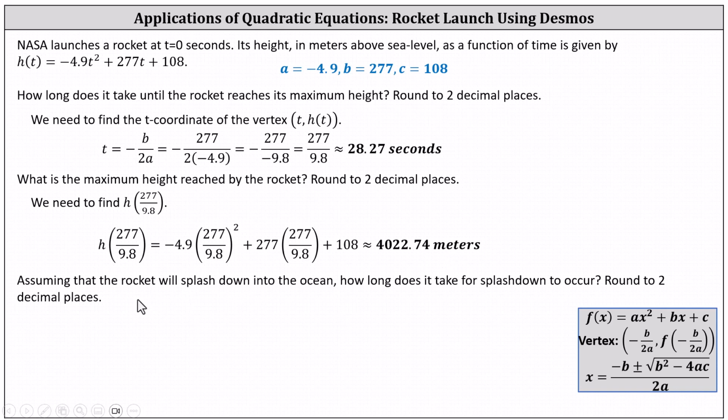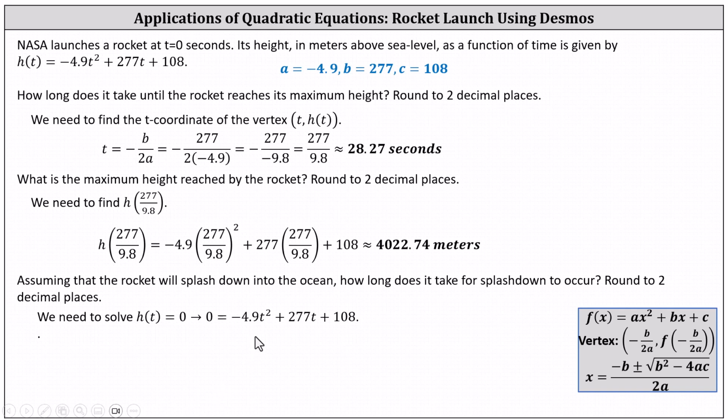And then finally, assuming the rocket will splash down into the ocean, how long will it take for the splash to occur? To answer this question, we set h of t, the height, equal to 0, and then solve the resulting equation. Replacing h of t with 0, we have the equation 0 equals negative 4.9 t squared plus 277 t plus 108. This is not factorable.